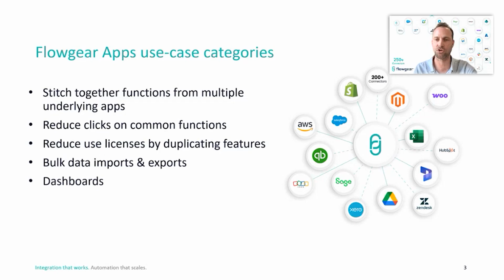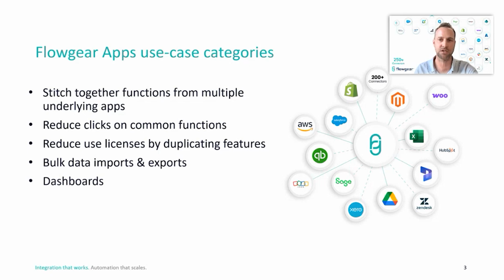Another common case is just reducing the number of clicks, or in other words, the number of interactions that someone needs to take in a business app to get a task done. And typically what you'll see is if you are using an ERP and there's a particular way that, for example, a sales order gets created, that UI has to cater for every way that a sales order could be created.